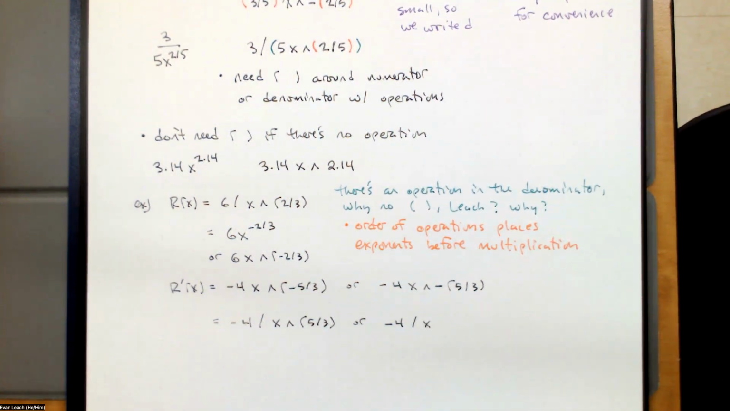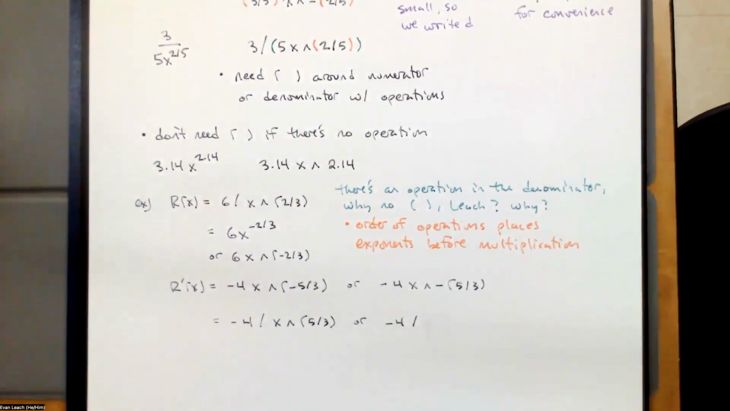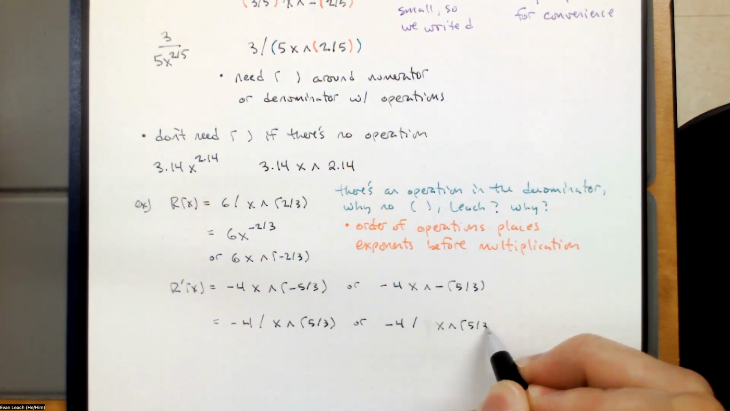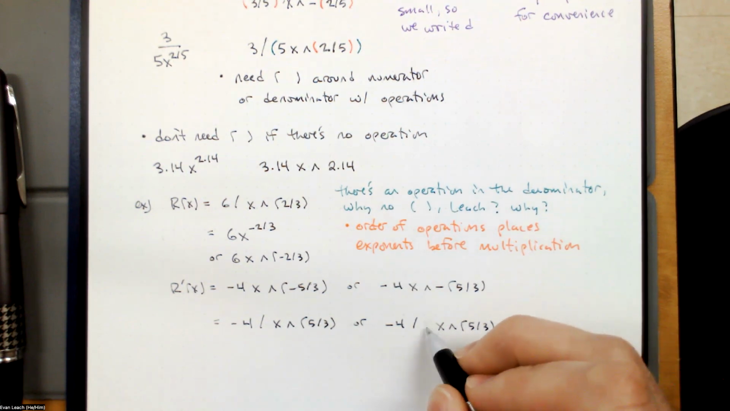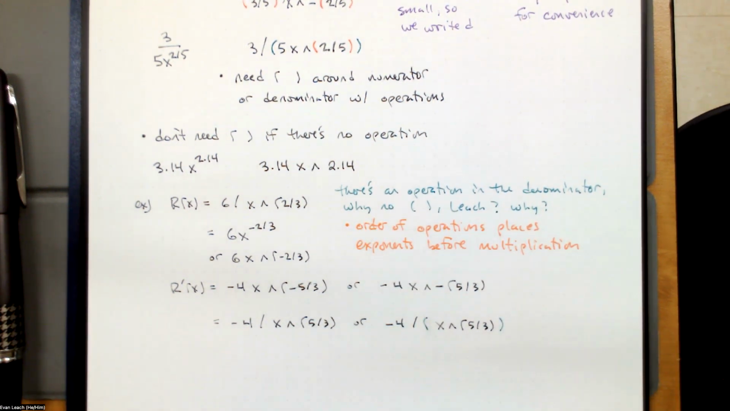The other thing that would need to be acceptable: I should allow for the fact that you might read this as having an operation in the denominator and want to clear up confusion by putting parentheses around the x to the 5/3. That should be acceptable as well. Any questions?